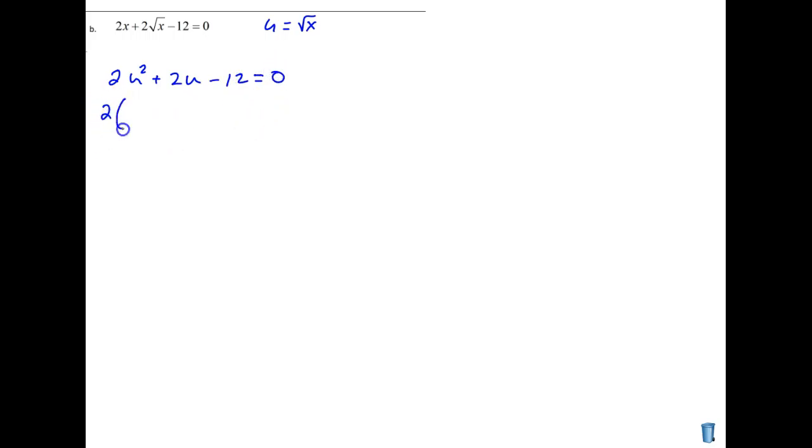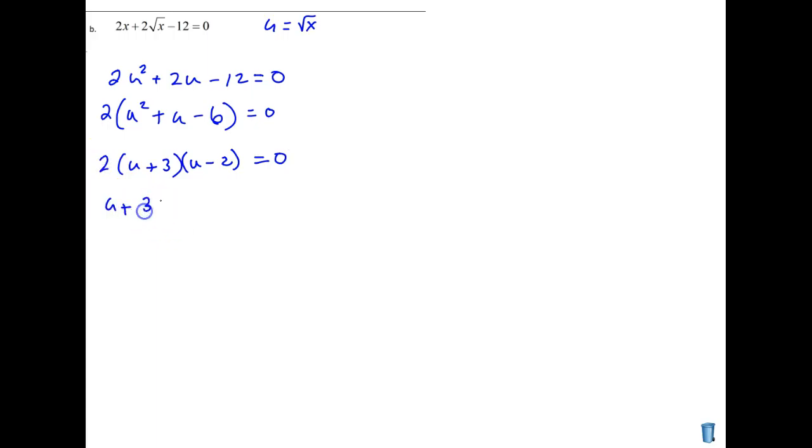I want to try factoring this. I think it might factor. Let's see. Are there two numbers that multiply to a negative 6 but add to positive 1? That's going to be u plus 3 and u minus 2. Now remember, the 2 out in front doesn't actually cause us any issues.